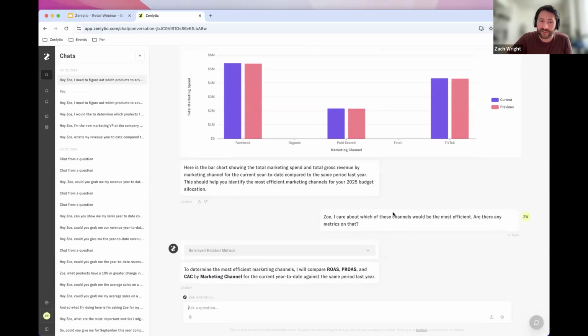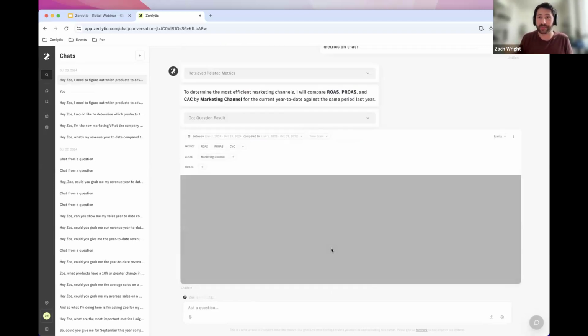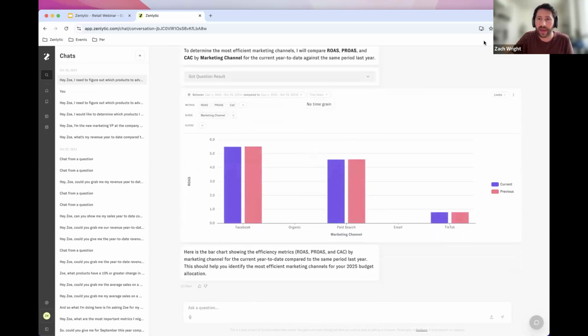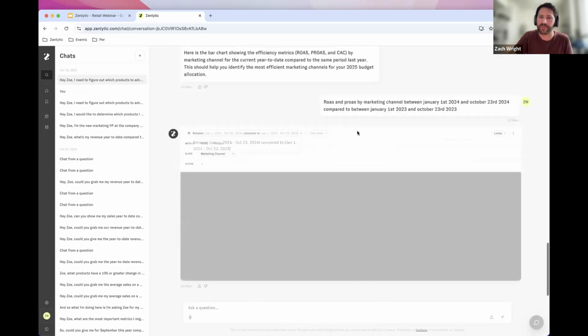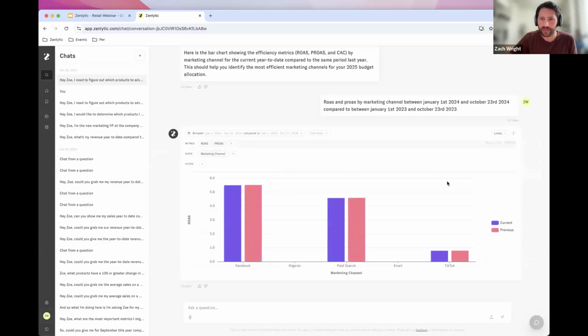So now that I've asked about efficiency, Zoe found, hey, there are some other metrics that are probably going to be good indicators for that. ROAS, which is the return on advertising spend, for example. And she's putting all of those into this particular chart, where I think what she's charting for this one, if I head into the table, is ROAS, PROAS, and CAC. Now, I think all I care about is ROAS and PROAS because those are efficiency metrics. And I'll chart this right here.